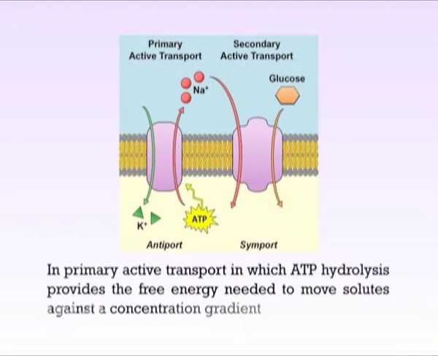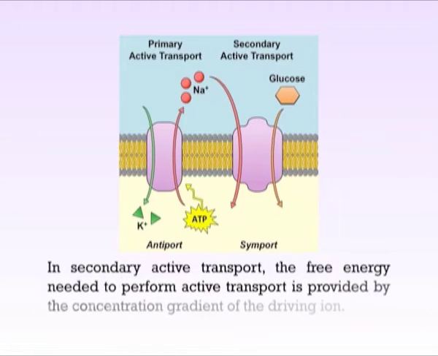Unlike in primary active transport, in which ATP hydrolysis provides the free energy needed to move the solutes against the concentration gradient, in secondary active transport, the free energy needed to perform active transport is provided by the concentration gradient of the driving ion. So, to call this process secondary active transport is appropriate since the existence and maintenance of the concentration gradient of the driving ion is accomplished by primary active transporters, that is pumps.